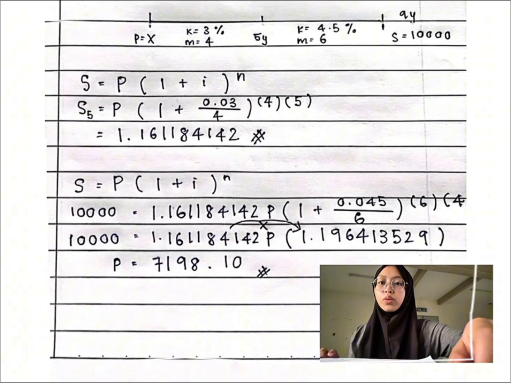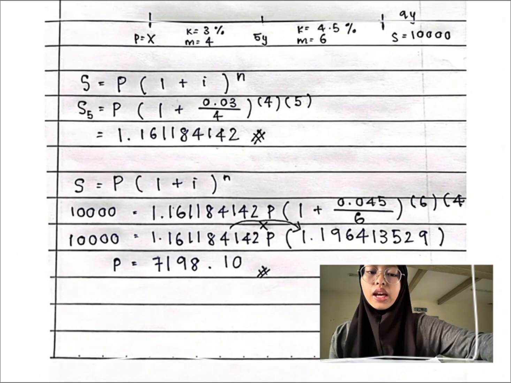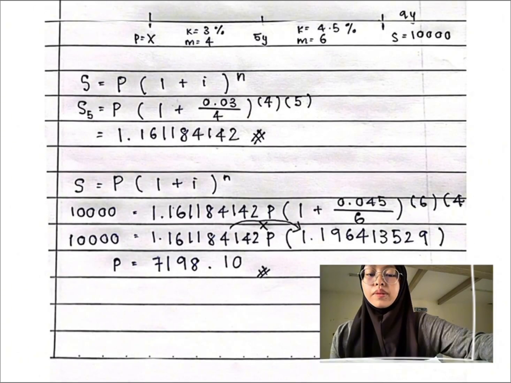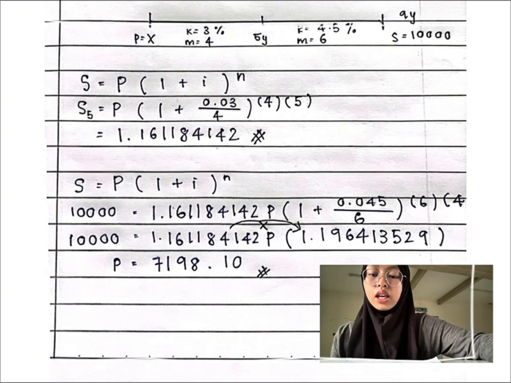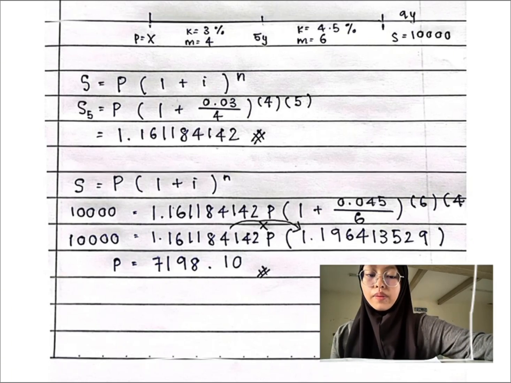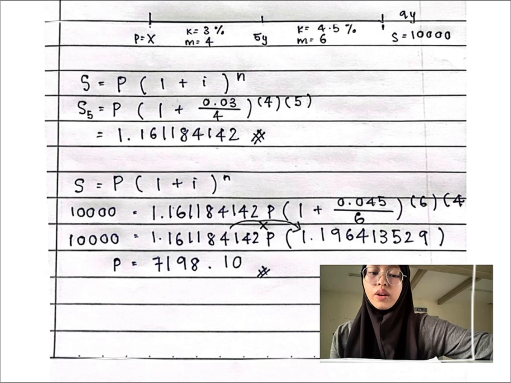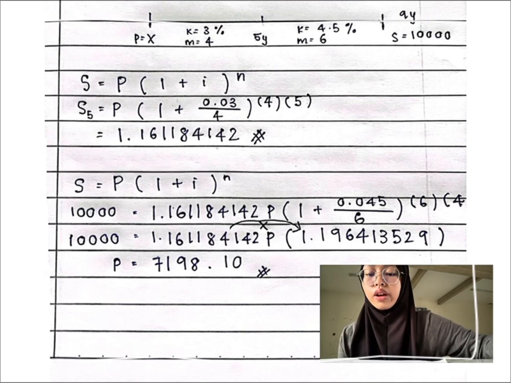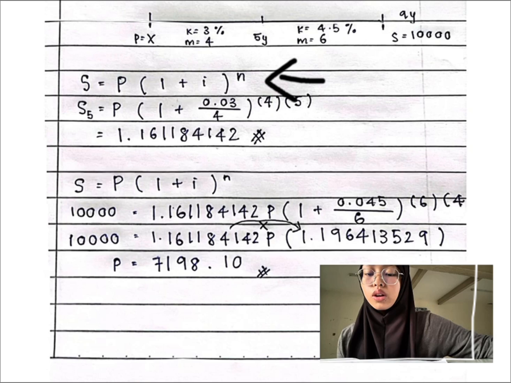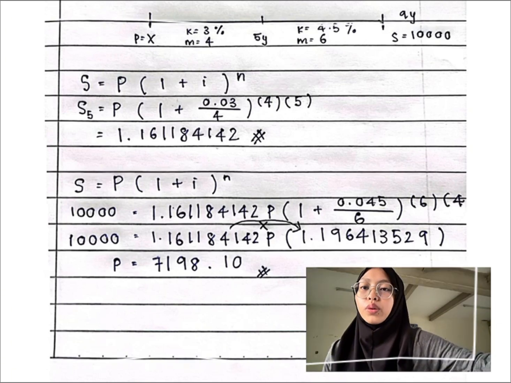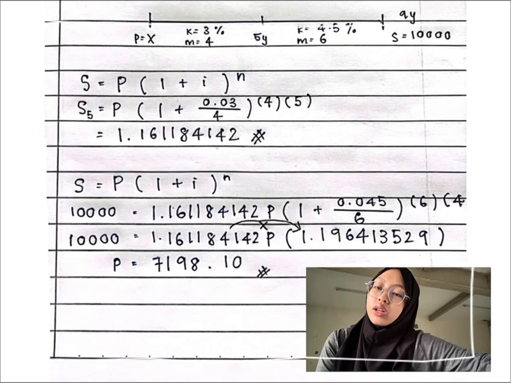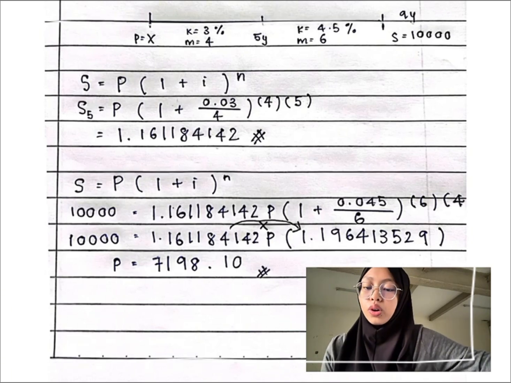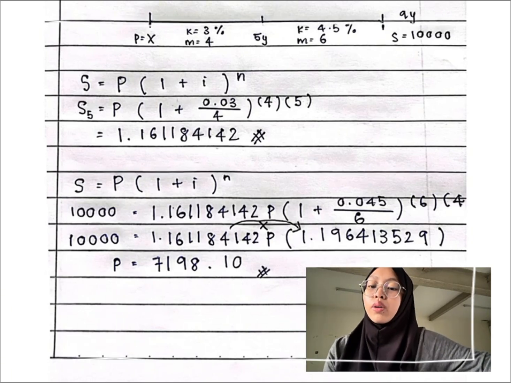First, we write down the amounts that we know. P equals X, and S equals 10,000. For the first 5 years, K equals 3%, M equals 4, and for the balance of the years, K equals 4.5% and M equals 6. Let us do it together. First, write down the formula. The formula is S equals P, bracket 1 plus I, bracket power of N. First, we calculate the first 5 years.